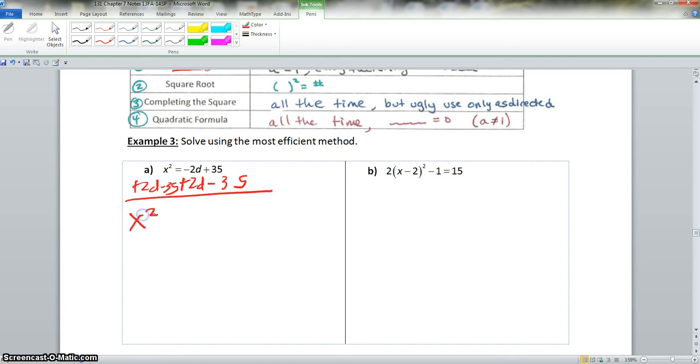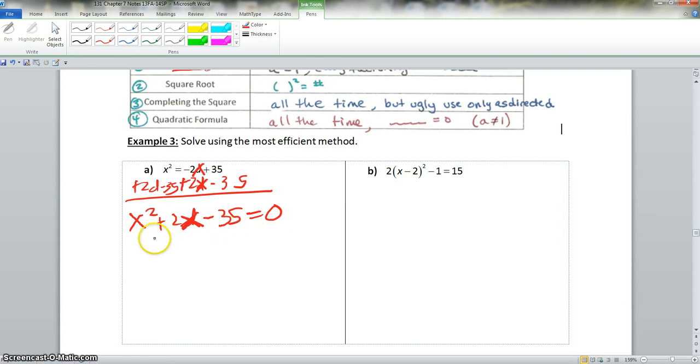So we have x squared plus 2d minus 35 is equal to 0. Now there's one little glitch here. This d should be an x, so it should be x squared plus 2x minus 35 equals 0. So if you have d in your course pack, you could cross it out and put an x in its place.